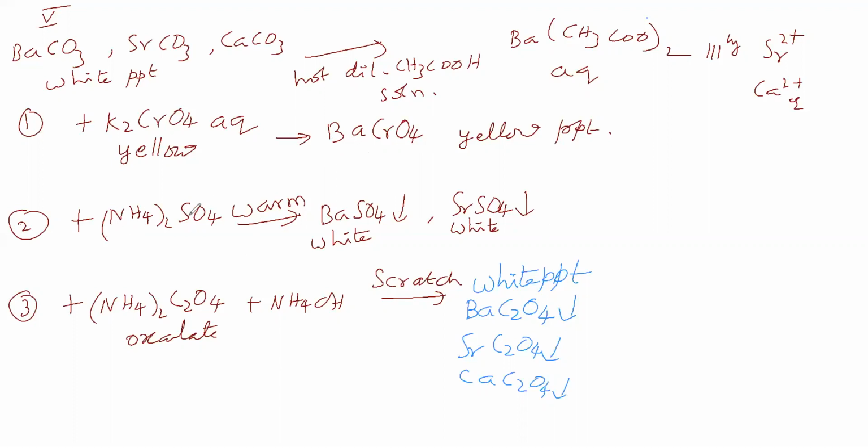Systematically go to the second test. If you get white precipitate, that indicates strontium ion is present here. If you do not get white precipitate, then only proceed to the third test. If you get white precipitate in the second test, don't go to third. If you do not get white precipitate in the second test, proceed to third. In the third, if you get white precipitate, that indicates the given solution contains calcium ion. Therefore, the given salt contains calcium ion. The given salt is a calcium salt.